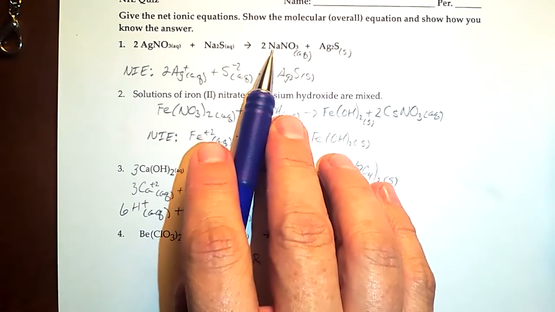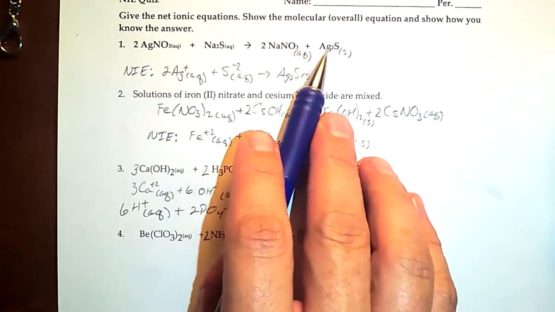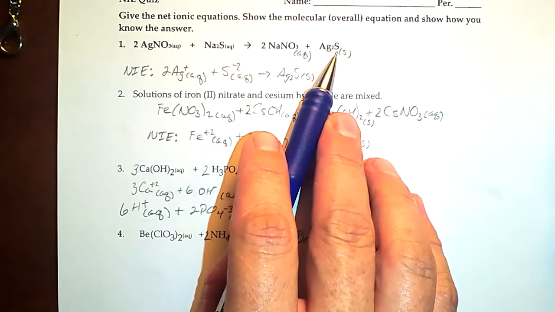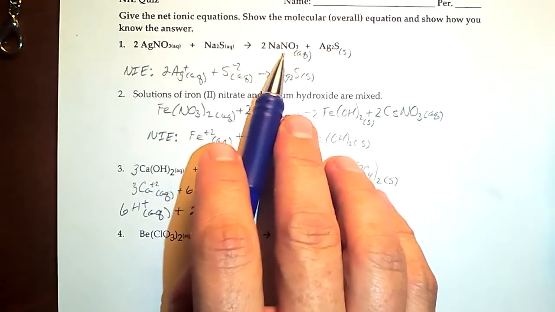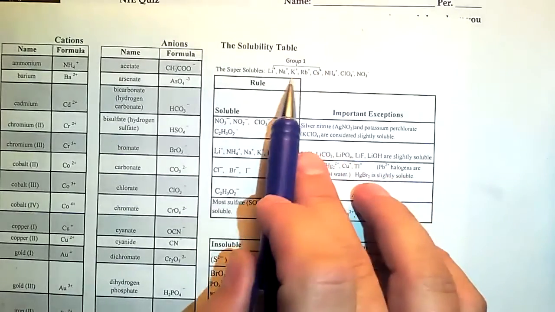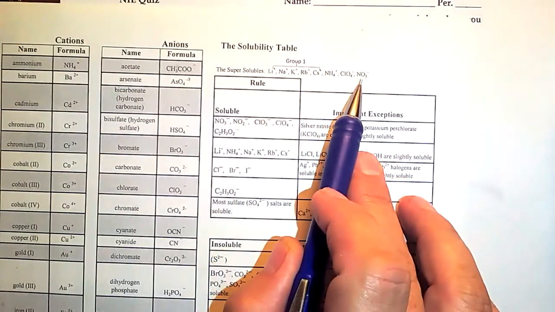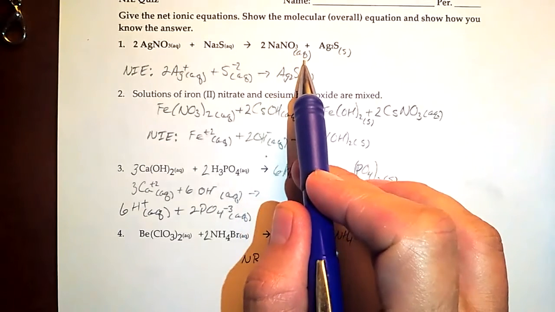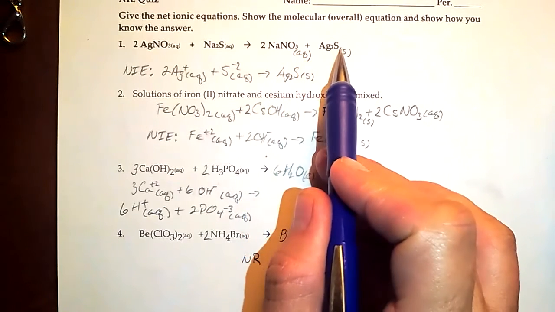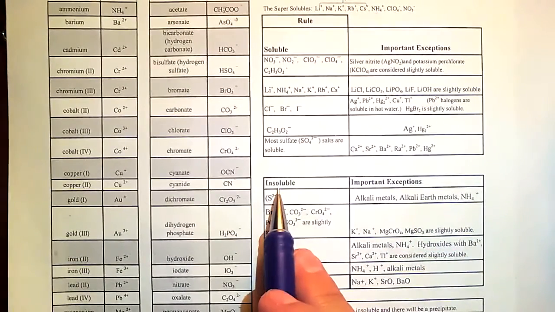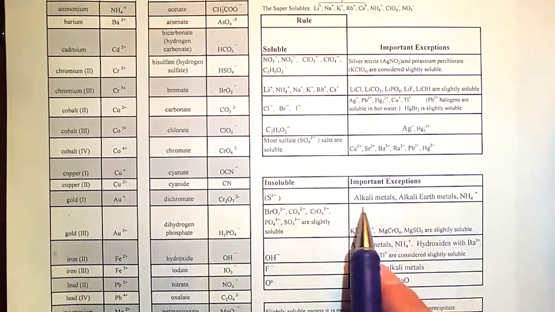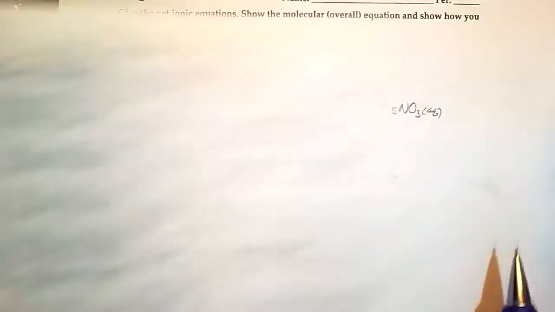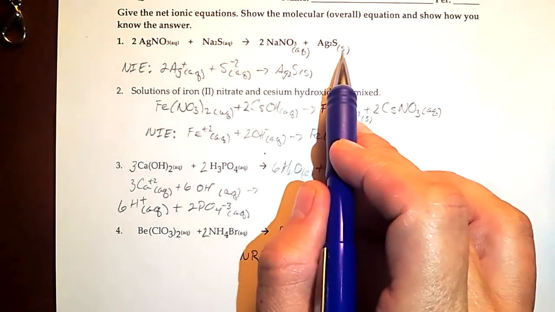Now I get sodium nitrate and silver sulfide. And what are the states of matter for that? Well, if I look on my solubility chart, sodium and nitrate are both super solubles. So this is like extra double soluble. So that is very, very aqueous. Now, what about this? We usually look at the negative one. So let's find sulfide. That is here. It's usually insoluble or solid, not dissolved, and silver is not an exception to the rule. So silver sulfide would be a solid.